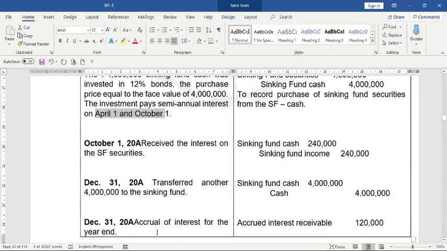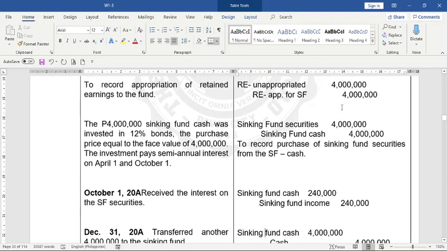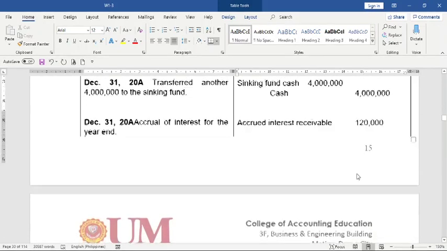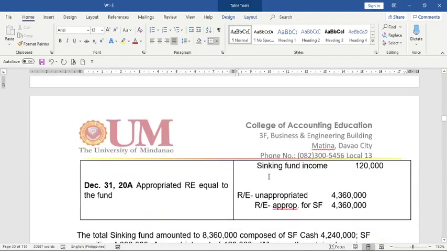And then, on December 31, 20A, merong accrued interest from October down to December. October, November, December. So, there are 3 months. So, 4 million times 0.12 times 3/12. So, that is 120. Itong 4 million ang merong interest. Okay? So, accrued interest receivable, 120, and credit sinking fund income.